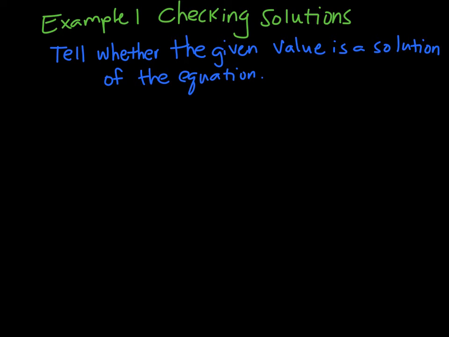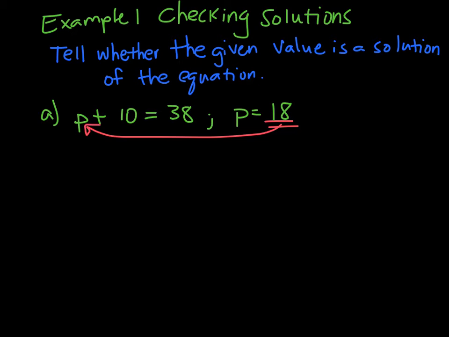You're going to see something like, so here's A, P plus 10 equals 38. And what they're going to tell us is that P equals 18. So we need to figure out, does this check out? All we're doing is taking our 18 and plugging it into P. So we do 18 plus 10. I'm bringing down my 10, my P is now 18, bring down my equal sign, and I'm bringing down 38. We're not changing anything there. We need to know, does this actually equal 38?